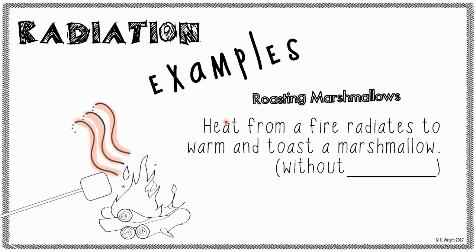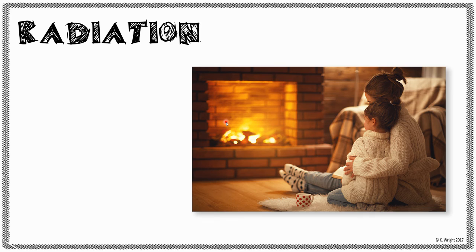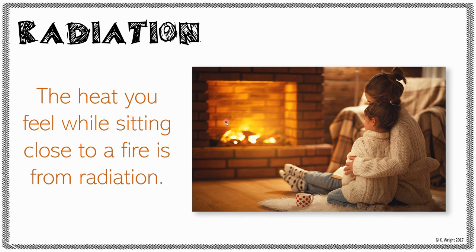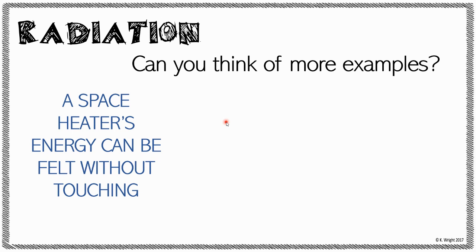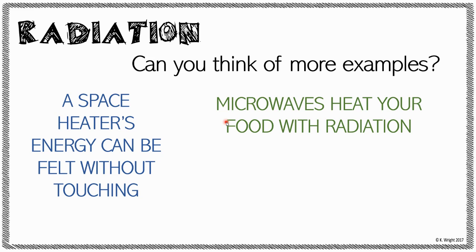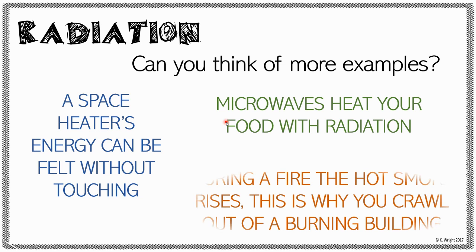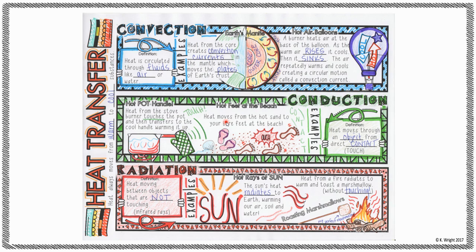Roasting marshmallows. So even without touching the marshmallow directly to that flame, you're still going to get a roasted marshmallow because it's going to be toasted by the heat. Okay, so here's another example. Cold day, you sitting in front of the fire. You're not touching the fire, you're just sitting there. So you're feeling the radiation from that, or you're out camping. Okay. Other examples, space heaters, microwaves, that's a big one. Microwaves heat your food with radiation. It's heating up the water molecules in your food. And then, of course, the fire. So that one's also radiation.